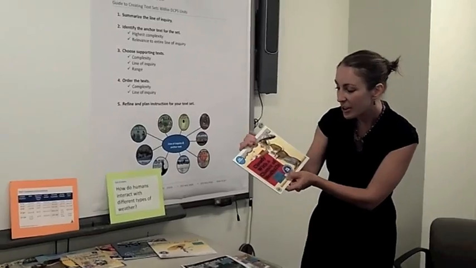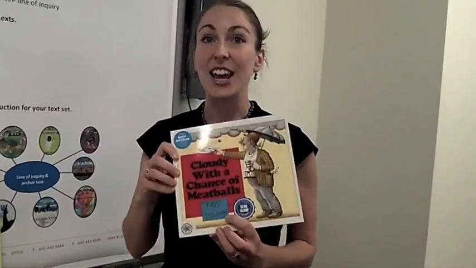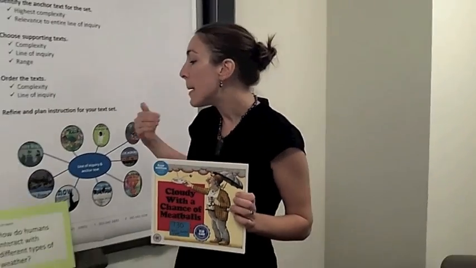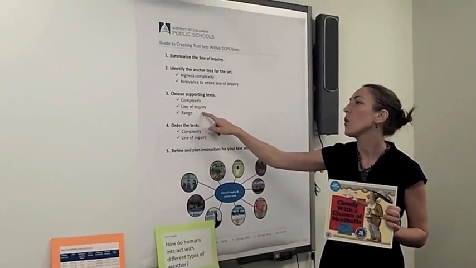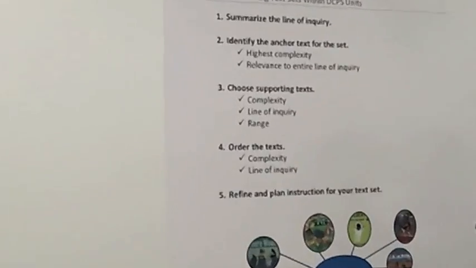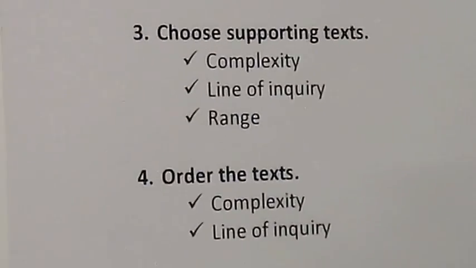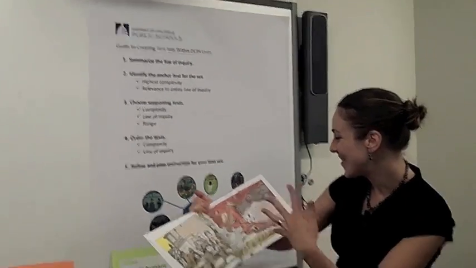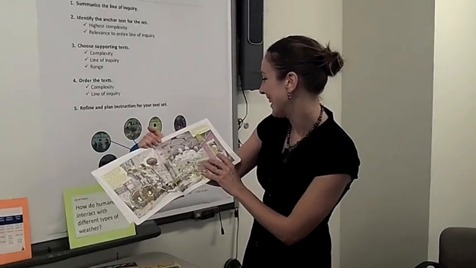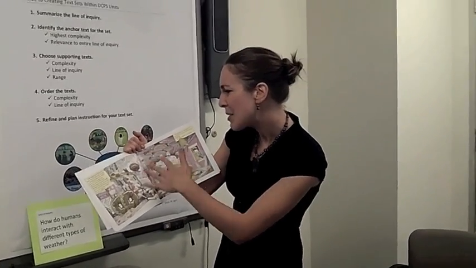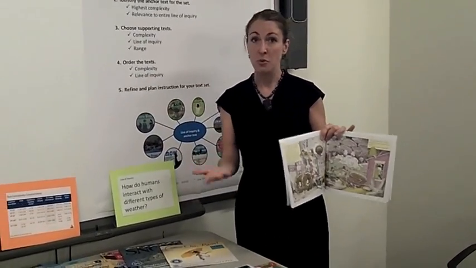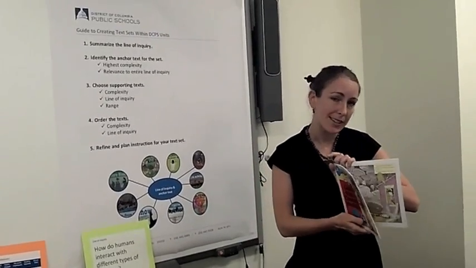This is another one, Cloudy with a Chance of Meatballs. It is a unit anchor text. We are going to use it for learning in other ways. But my personal opinion was that it was not quite as relevant to the line of inquiry about actual real-life weather and students building knowledge about that. You know the book, it talks about tomato tornadoes and, oh my goodness, what else? Giant meatballs coming out of the sky. So I didn't think it was as relevant to the line of inquiry. You might disagree. It might be in your text set, but it's not in mine.